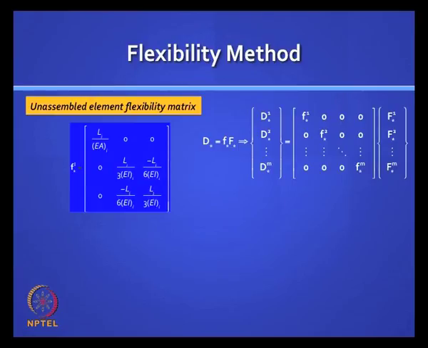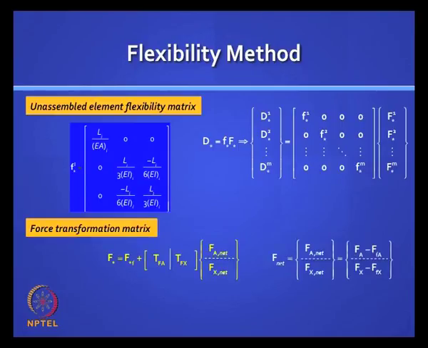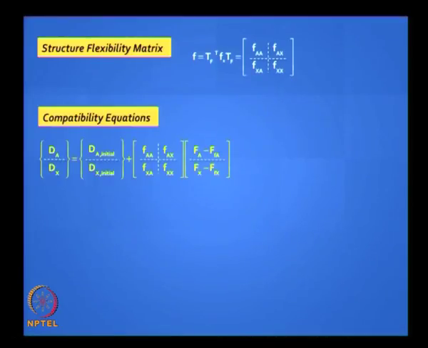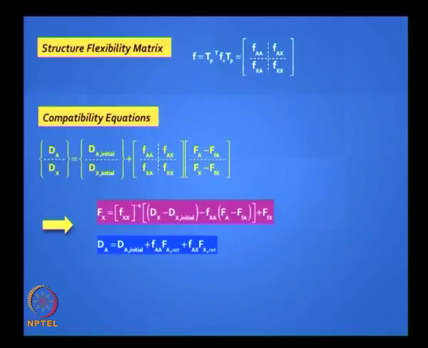This is for the beam element. For the frame element it will have 3 degrees of freedom. The rest of the procedure is the same. You generate the structure flexibility matrix, you write the compatibility equations, you solve and find the redundants, then you can find the joint displacement if you want to.